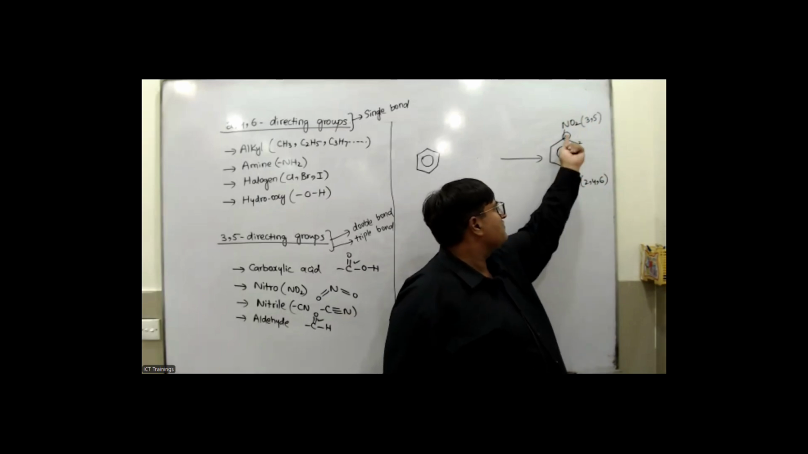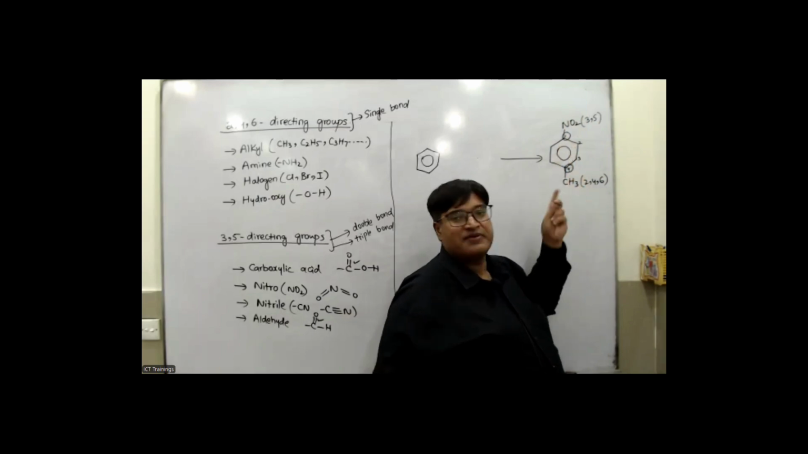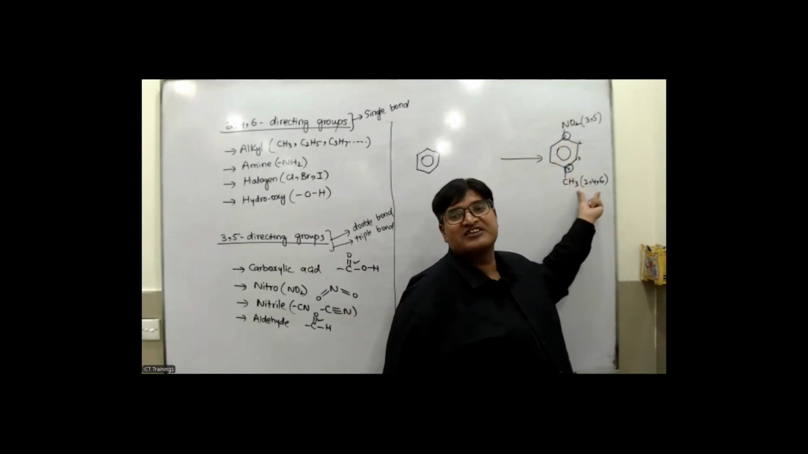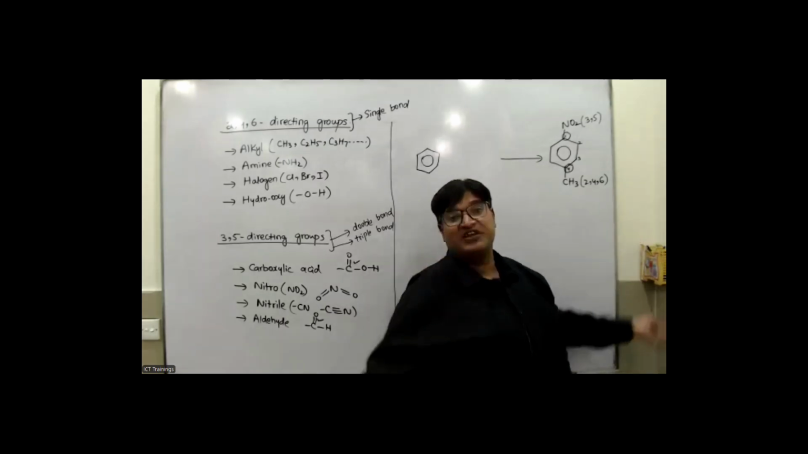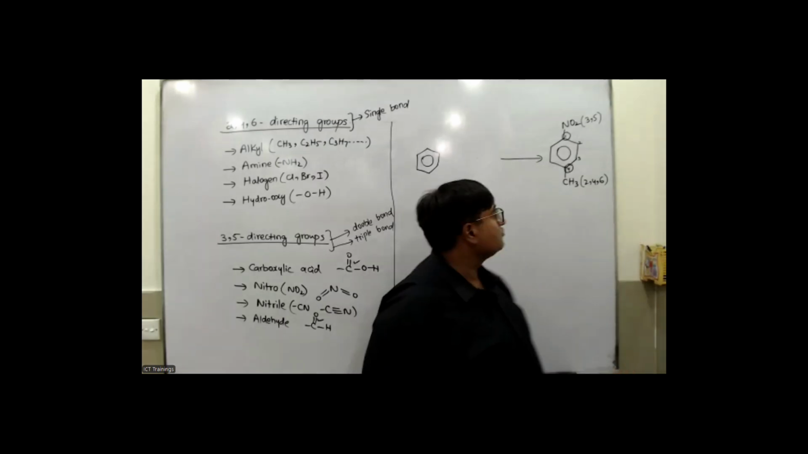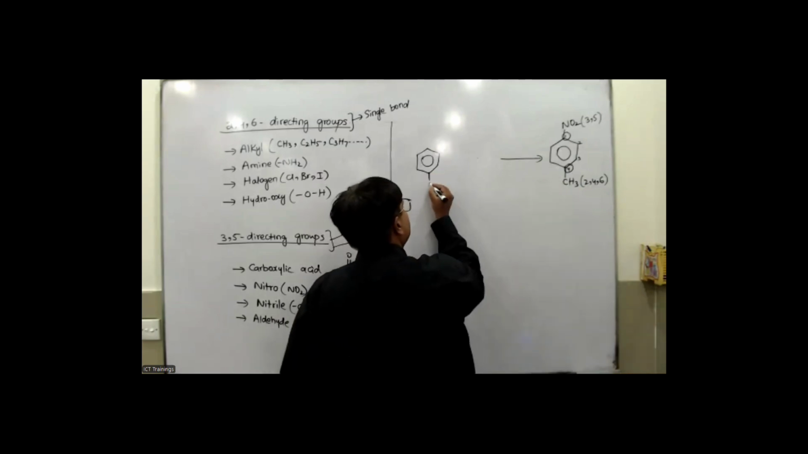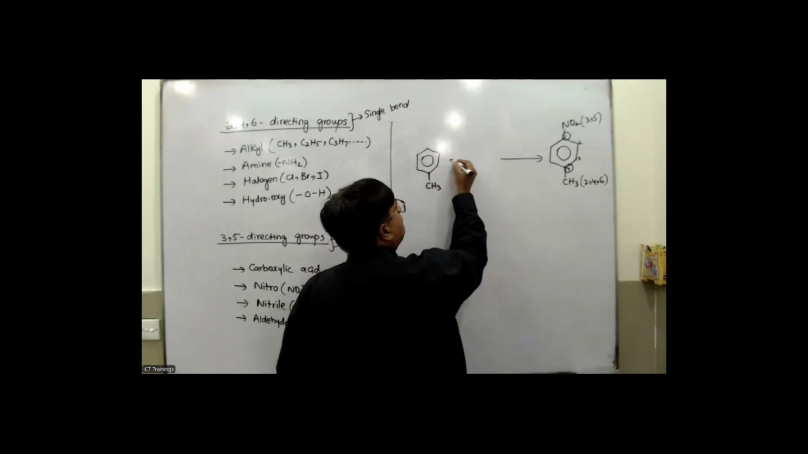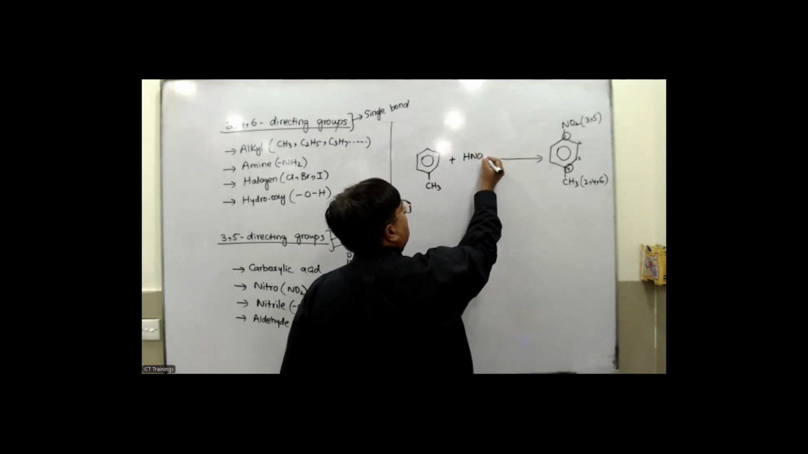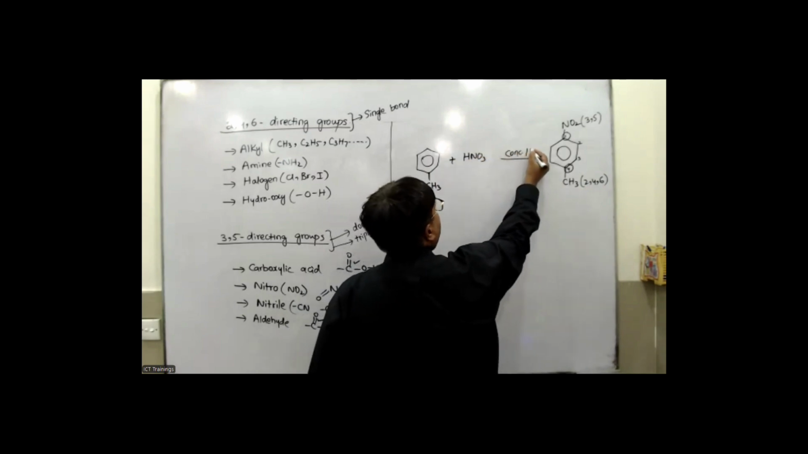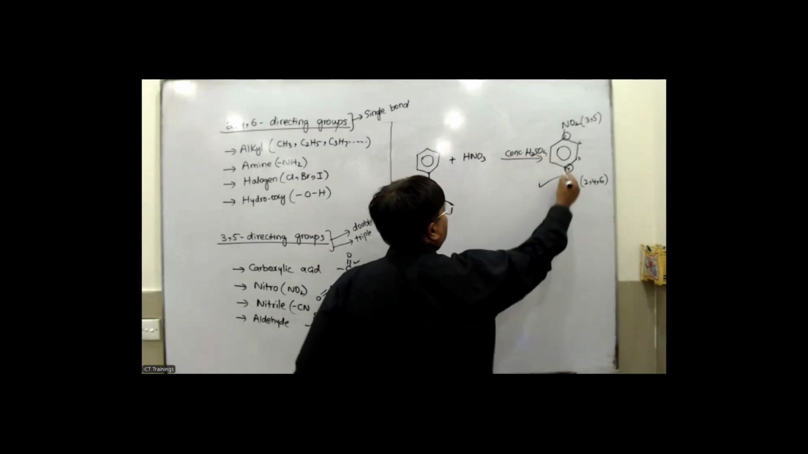तो भाई ये देखो ये 1 और 4 पोजीशन पे लगे हुए हैं. तो इसका मतलब है 1 और 4 पोजीशन पे जब लगी हो चीजें तो वो 2, 4, 6 डायरेक्टिंग ग्रुप है. अगर 1 और 3 पे लगी हो तो वो 3, 5 डायरेक्टिंग ग्रुप पहले लगा होगा. तो it means पहले आपका क्या लगा हुआ था? CH3. So this one could react with HNO3 in the presence of concentrated sulfuric acid, then you will get this one.